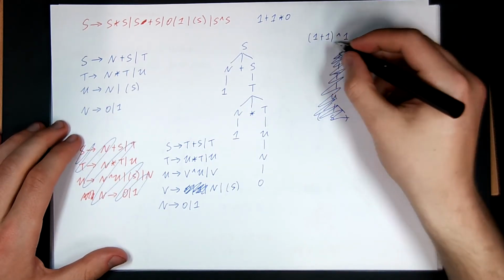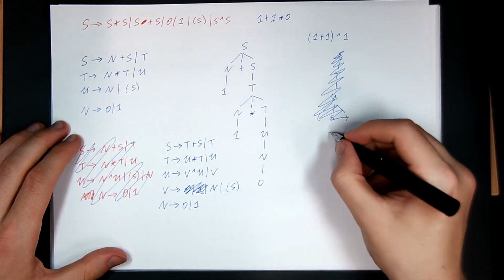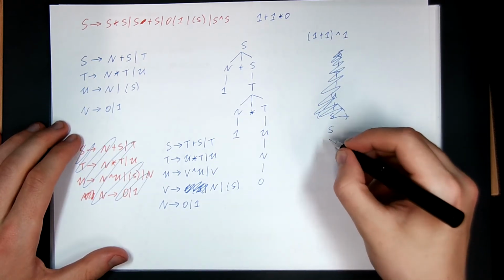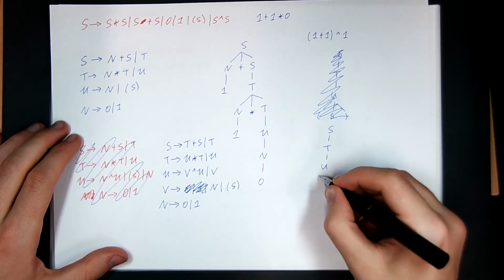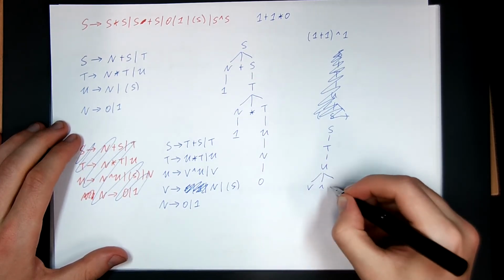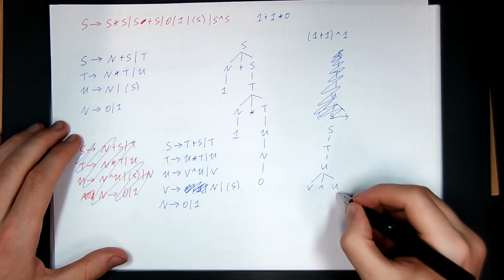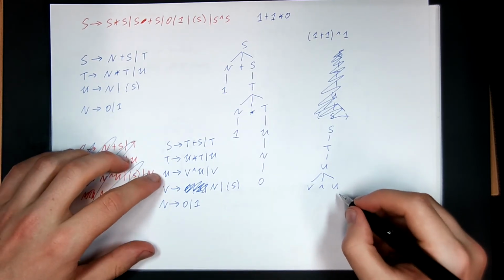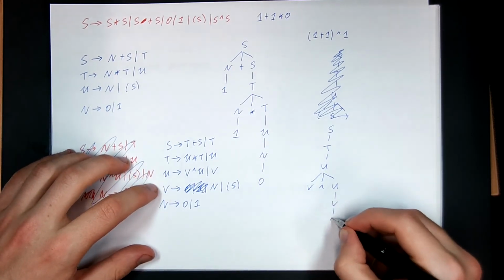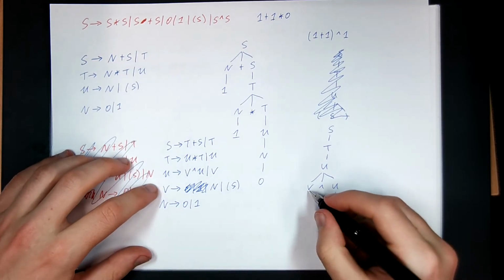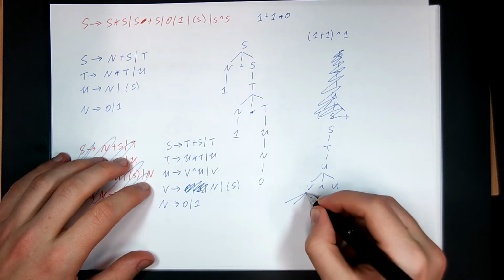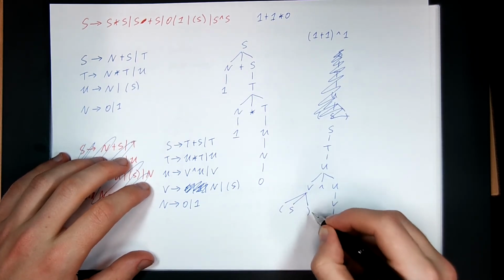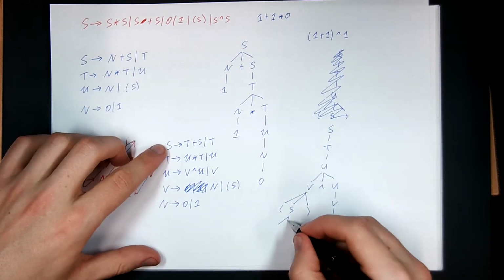So I want to get the addition in brackets and exponentiation. So I need to work my way down to the exponentiation. T, U, V to the power of U. This U here I want to be 1, so I can work my way down. U goes to V, goes to N, goes to 1. I want this V to go all the way back to the top again. So V goes to left bracket, S, right bracket. So we go back to the top.